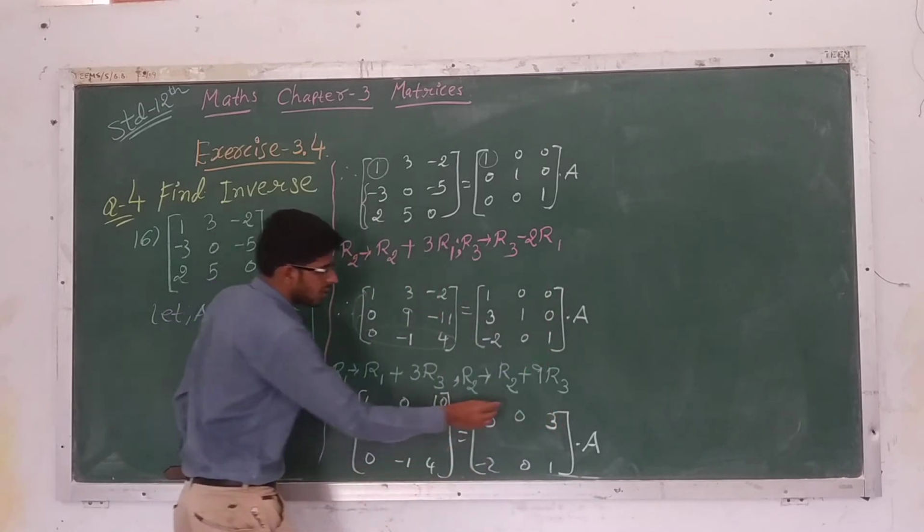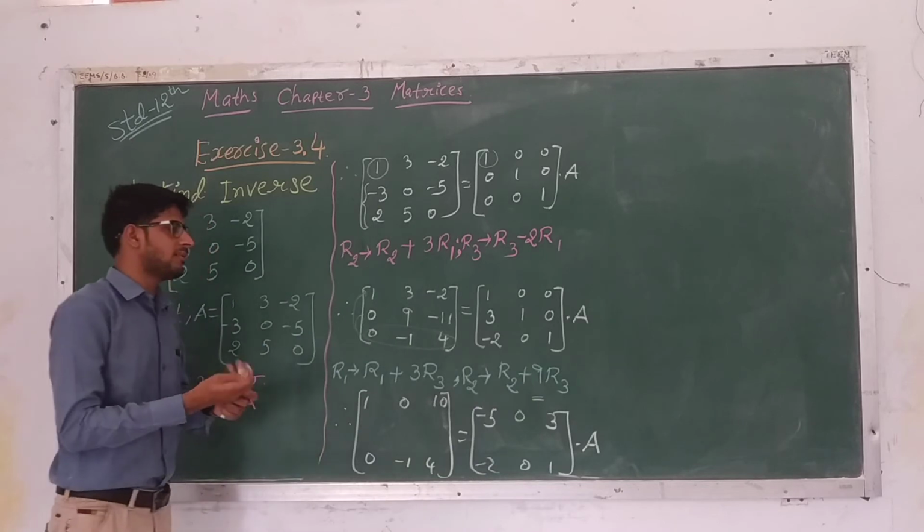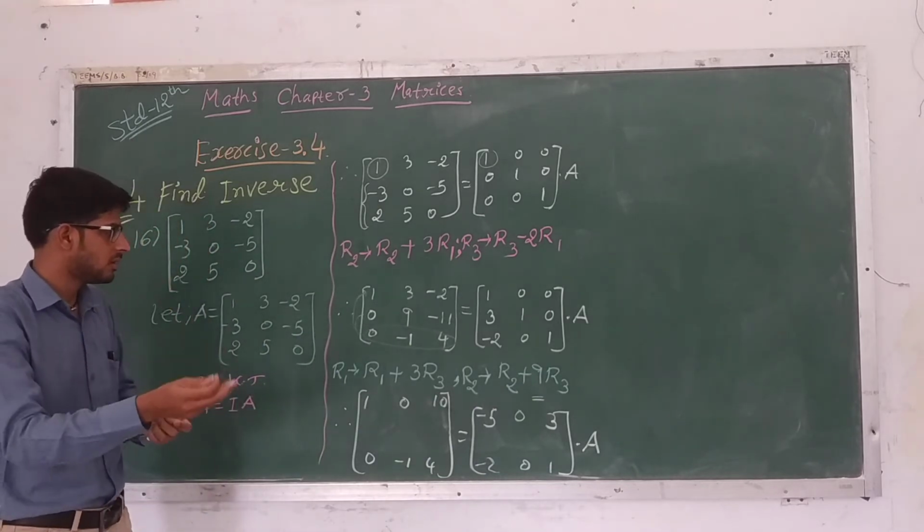Now we have to apply the second operation. So third row multiplied by 9 and added to the second row.